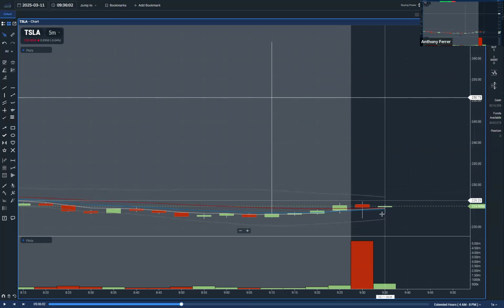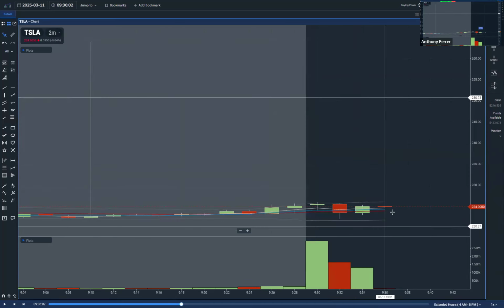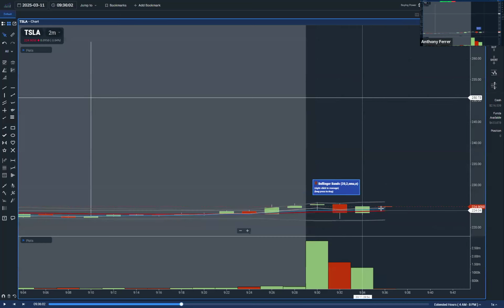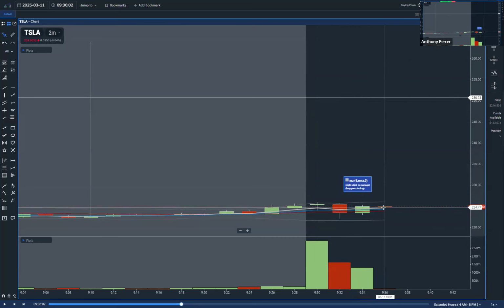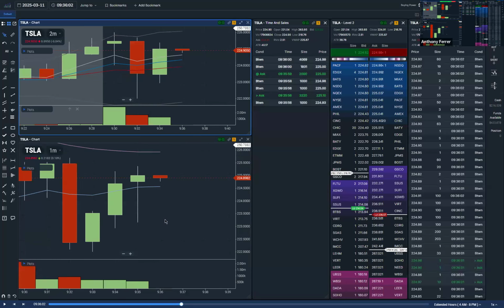I think that's higher probability. And if I did that, I'd be risking the 2-minute bar low. So right now, we're seeing like 225, which is a little bit under open. And so I think that's pretty solid. Okay, so I got a 1 minute and then I got this 2 minute.